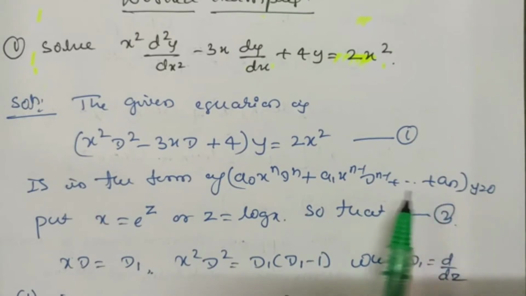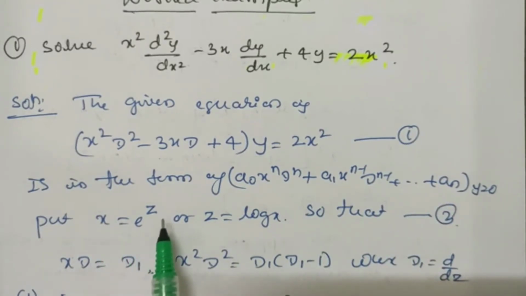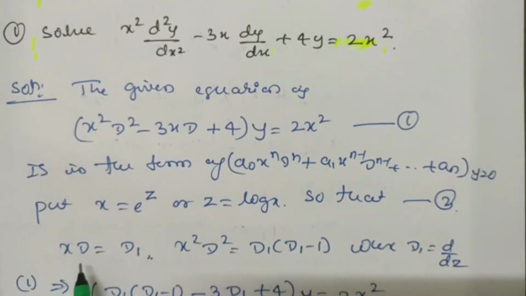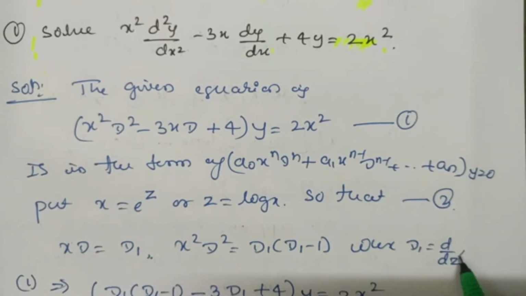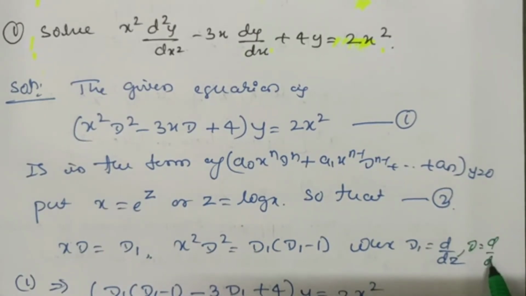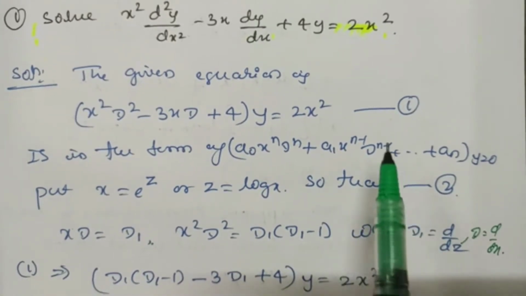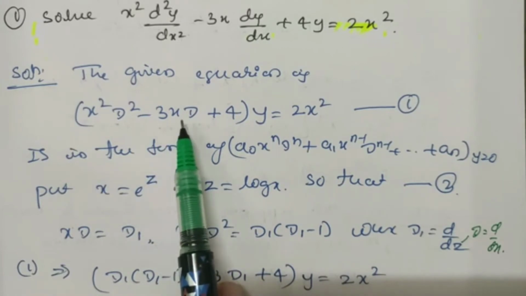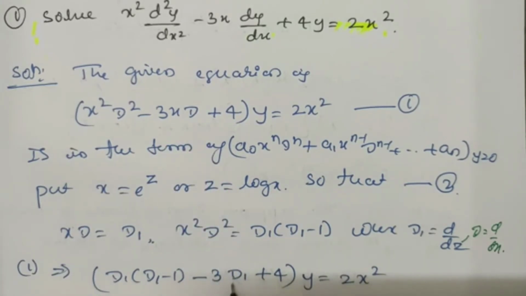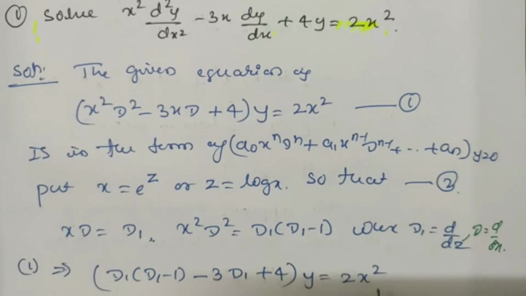So in this case we have to use the substitution x equals e raised to z or z equals log x. So we know all these values, x into D equals D1, x square D square is equal to D1 into D1 minus 1, etc., where this D1 is d by dz and this D is d by dx. Now this equation 1 becomes x square D square is here D1 into D1 minus 1 minus 3x into x into D is D1 plus 4 of y is equal to 2x square.